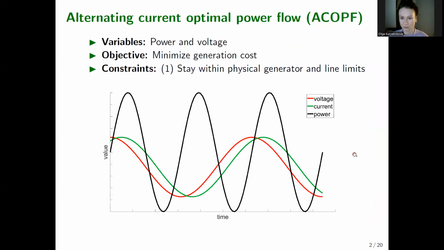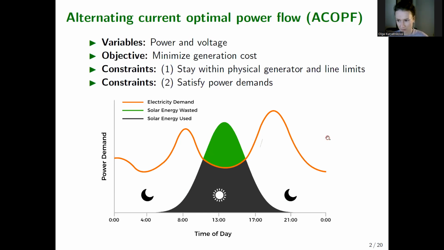First, we should stay within physical limits of our generators and our lines, and the limits will be imposed on voltage, current, and power. And second, we will need to satisfy the demands. This second part is actually the main source of uncertainty in this particular talk. So we will talk about ACOPF, and ACOPF will be under uncertainty.